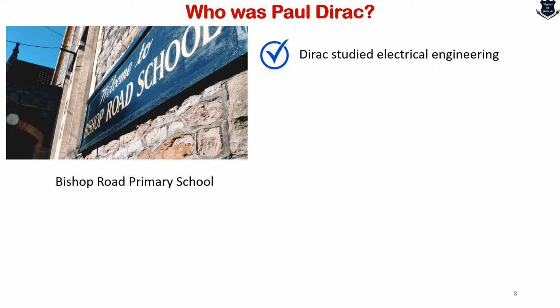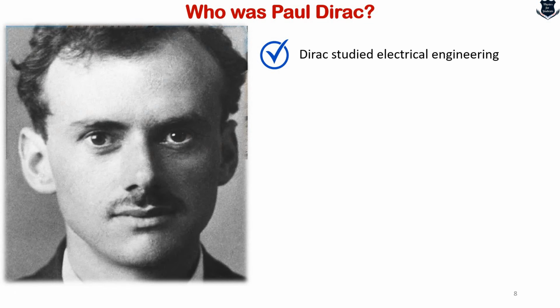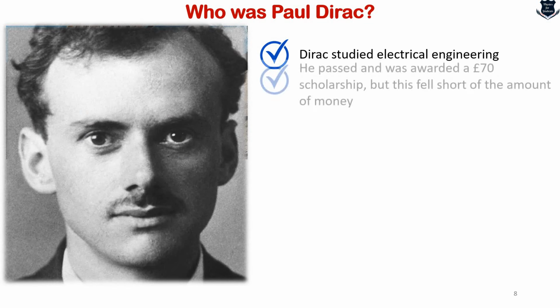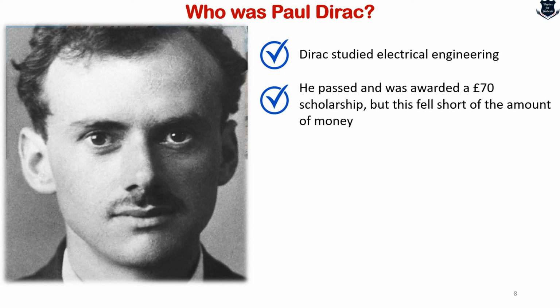Now Dirac studied electrical engineering on a City of Bristol University scholarship at the University of Bristol's engineering faculty, which was co-located with the Merchant Venturers Technical School. Shortly before he completed his degree in 1921, he sat for the entrance examination for St.